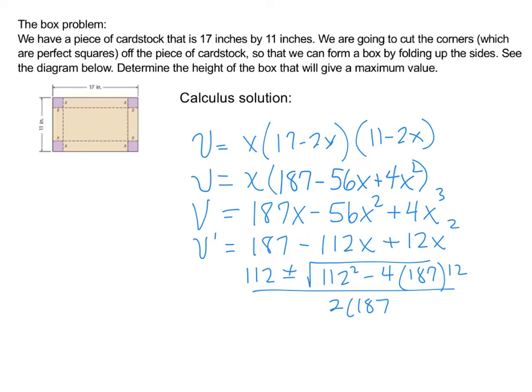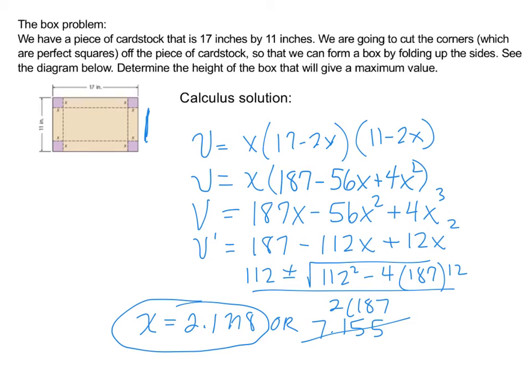And I have a little program on my calculator, so when I did that, I got two answers. One of my answers is 2.1778, and the other is 7.155. Both of them are positive, so we can't eliminate any answers based on one's negative, one's positive. But if we go back to our original problem, if x is 7, then it won't fit width-wise, right? 7 plus 7 is 14, which is wider than the width. So we reject the 7.1, and we know that the corners need to be 2.1778.